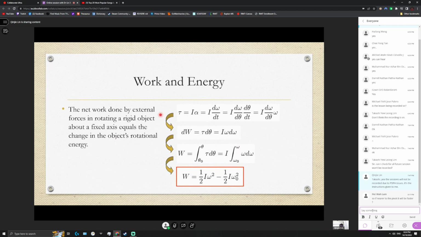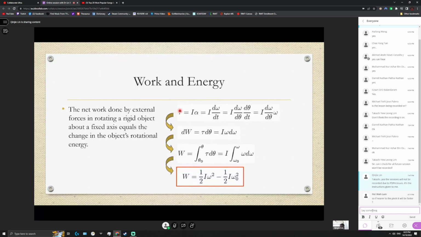Okay, then we come to work and energy. The net work done by external forces in rotating a rigid object about a fixed axis equals the change in the object's rotational energy. Same thing, this is the conservation of energy statement. The work that you supply to something must go into changing the rotational kinetic energy of the object.